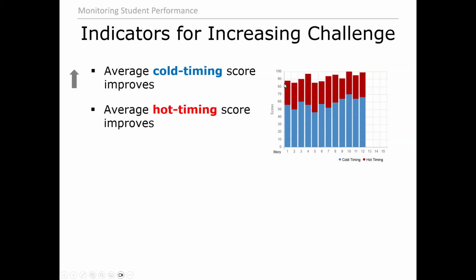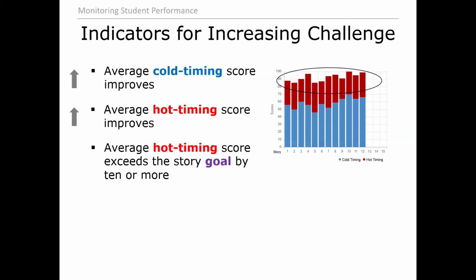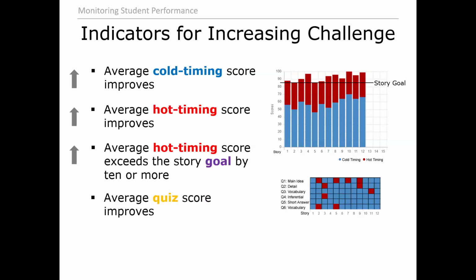I can also see that the hot timing score has gotten better. The first 3 are at or below 90, and the most recent 3 are getting up towards 100. And I can see that just by looking at the report, not taking averages or specific numbers. The difference between the hot timing, or the pass timing, and the story goal is significantly greater than it was at the beginning of this level. So I can see the student was barely making it to the story goal after the first 3, and now they're significantly above it.